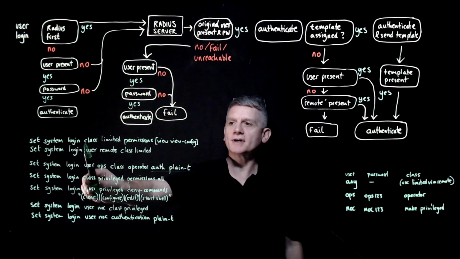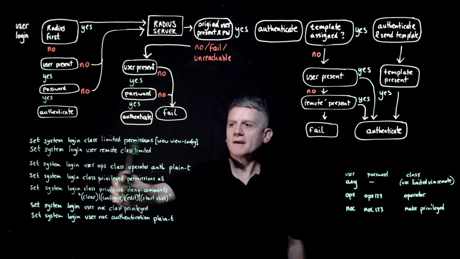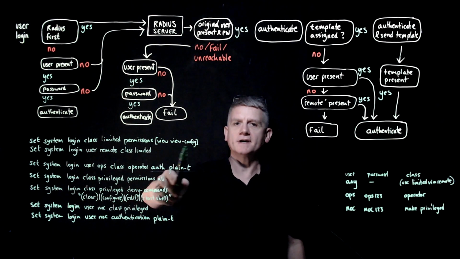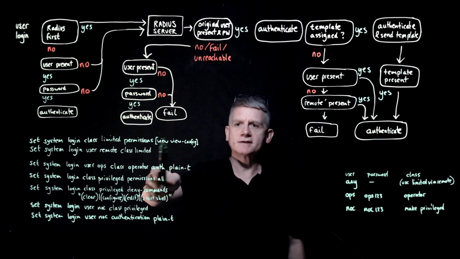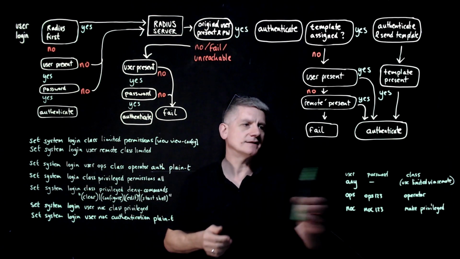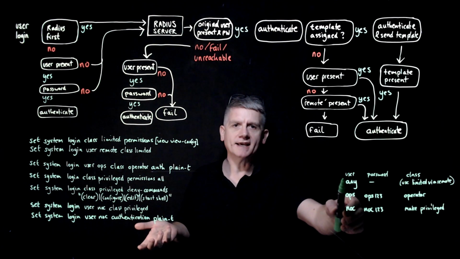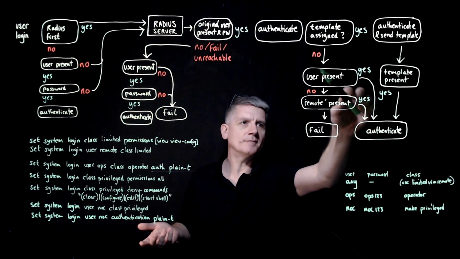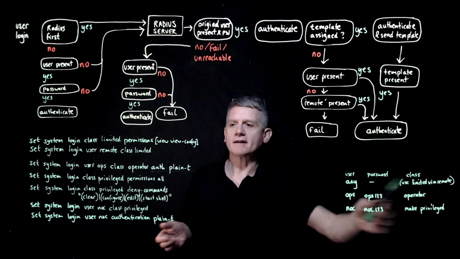Set system login, class limited, permissions, view and view-configuration. Set system login, user remote, class limited. So here we've created a class. We've called it limited. It's got some of the permissions, but not all, and we've assigned it to the user remote. And you can see down here that this allows anyone to be logging in, and then they can get assigned the remote because it's present, and if they're authenticated, they will inherit that class limited.